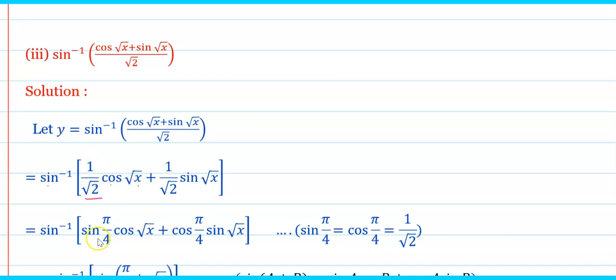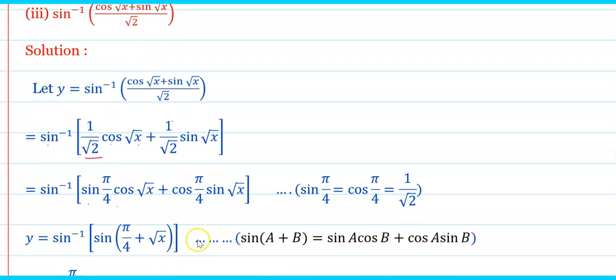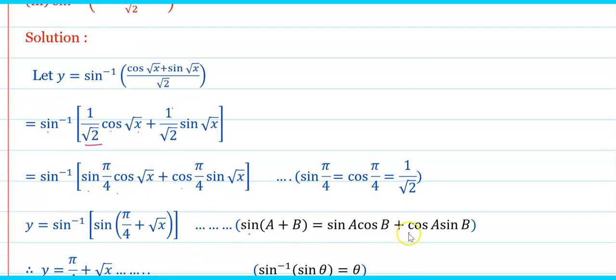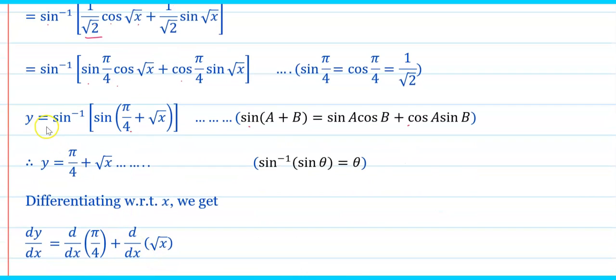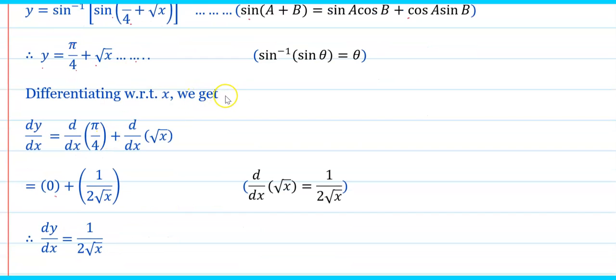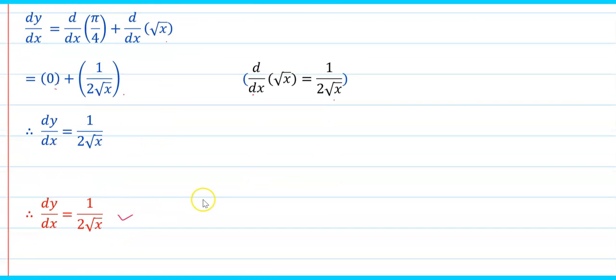Therefore for this 1 by root 2 we are taking sin of pi by 4, and for this 1 by root 2 we are taking the cos of pi by 4, and this is the expansion of sin of a plus b. Means what? Sin of pi by 4 plus root x, and hence sin inverse of sin theta is theta, that's why y is equals to pi by 4 plus root x. Differentiate this with respect to x, you will get d/dx of pi by 4 plus d/dx of root x. Pi by 4 is a constant, so its derivative is 0. Derivative of root x is 1 upon 2 times root x by using this formula. Then dy by dx is equals to 1 upon 2 root x, and this is the answer.